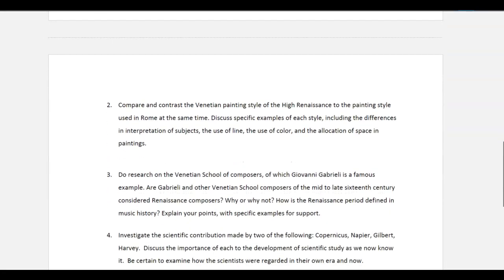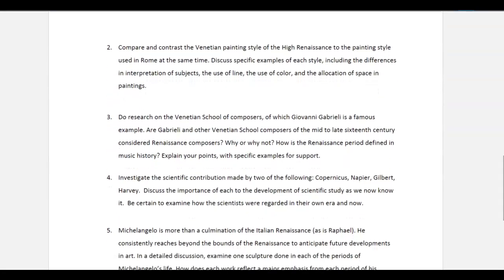The other topic is to actually look at the Venetian painting style that is discussed in your textbook, and the painting style that was very common in Rome at that time. There are some sharp differences between these two styles. You want to discuss very specific examples, 2 or 3 of the Venetian painting style, 2 or 3 of the Roman, and that way it'll give you an opportunity to expand your discussion as you explain how each of those 2 or 3 works represents and illustrates the style of Venetian or the style of Rome.